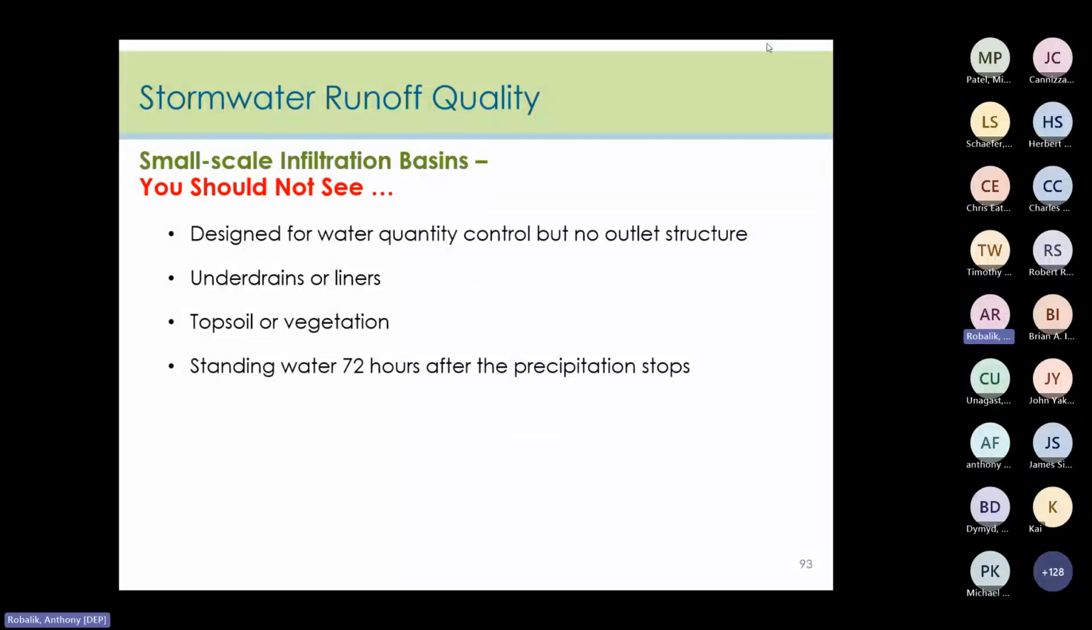So some things you should not see for small scale infiltration basins. If they are designed for water quantity, they must have an outlet structure for the larger storm events. The reviewer should also not see any underdrains or liners in the design, or any topsoil or vegetation in the landscape or planting plan. And there must be no standing water in the basin 72 hours after the precipitation stops.